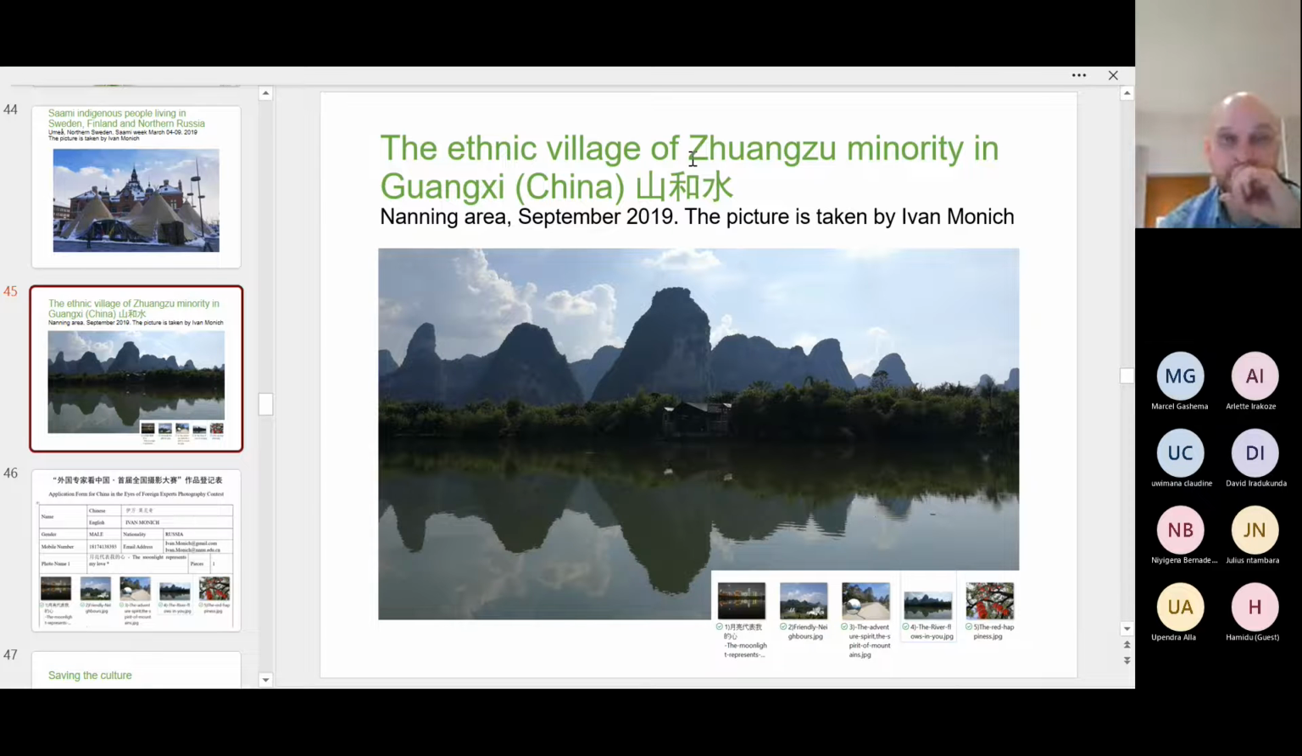What else? Zhuangzi is very close to Vietnamese. So Zhuangzi and Vietnamese have some similar traditions. Yeah, like that.